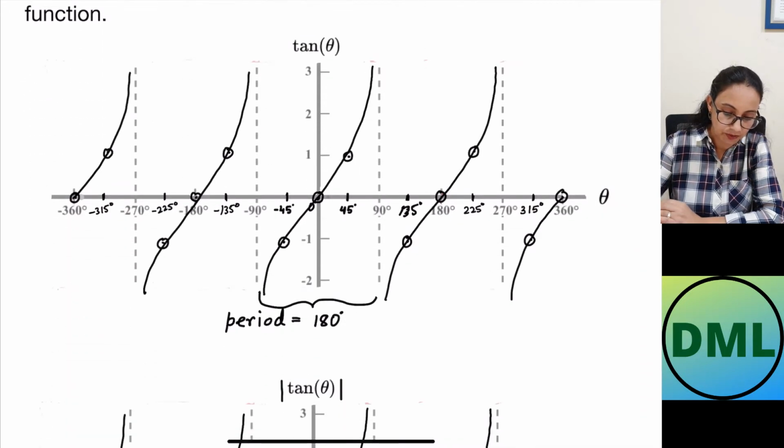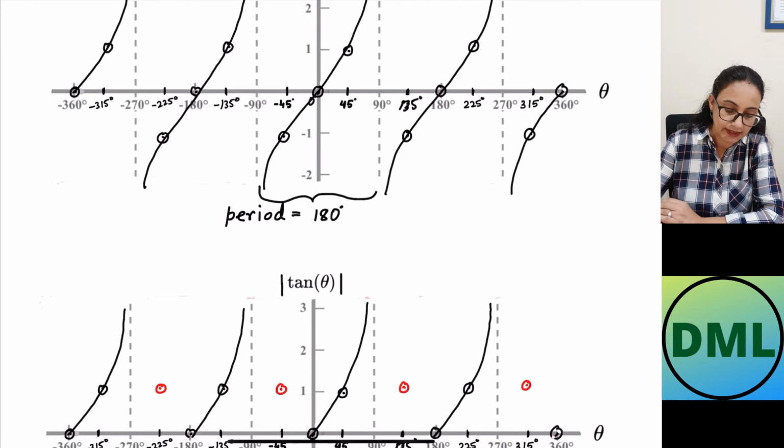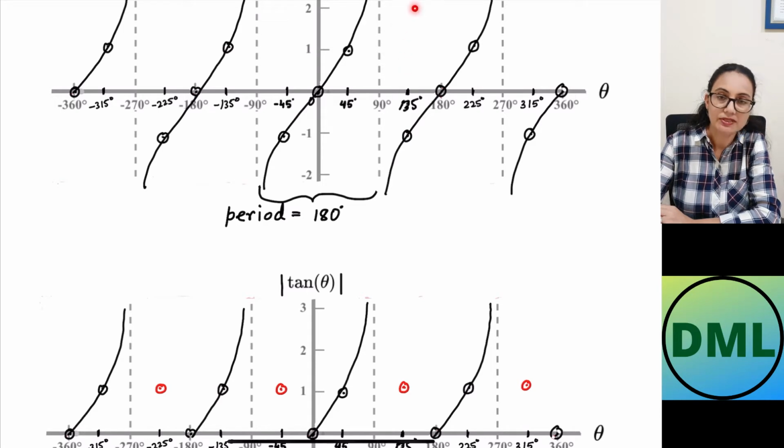Now, as you know, this is our tan graph from minus 360 degrees to 360 degrees, which we did last time. Now I need to take the modulus of the tan graph. That means everything is positive. That means the curve below the x-axis, this part, I need to plot on the positive direction of the y-axis. That means I need to flip my curve on the x-axis.